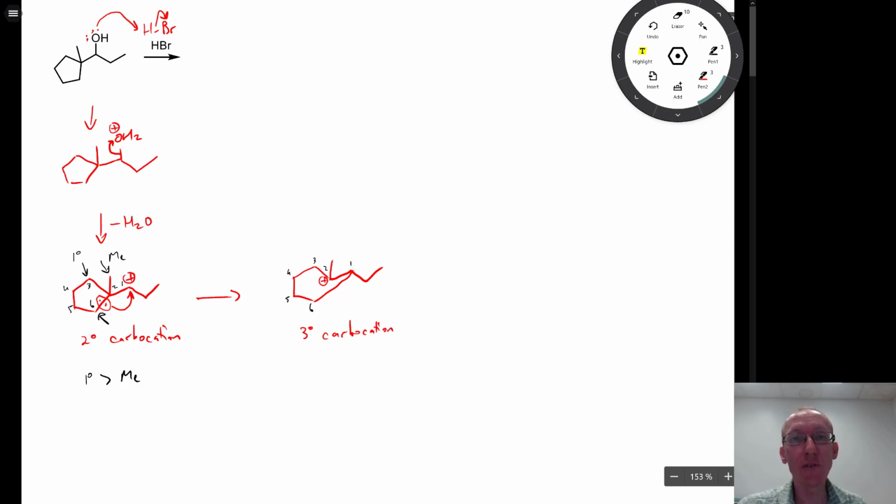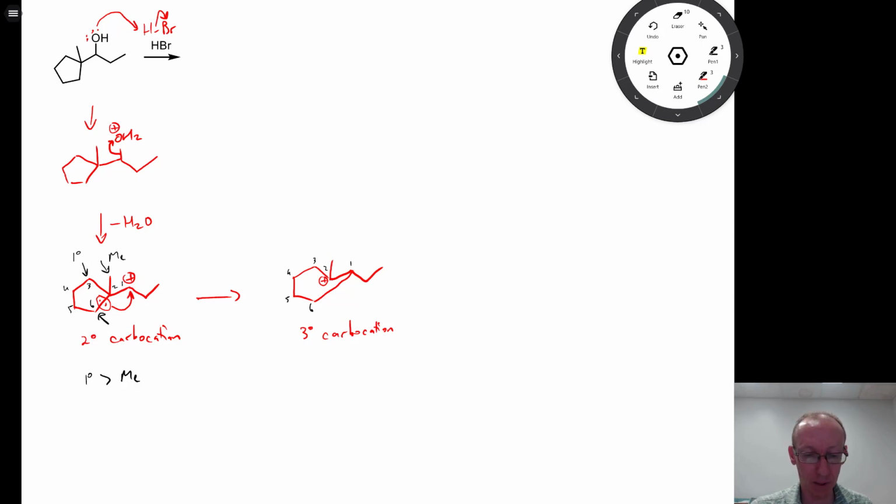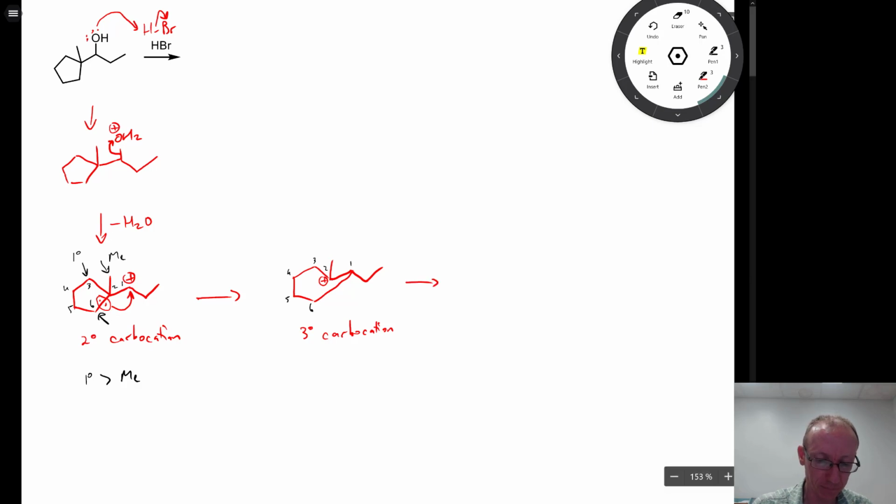Okay, so we want to redraw this in a much more aesthetically pleasing format. And so what we have to do is recognize that we have now a 6-membered ring. And we normally draw 6-membered rings as hexagons. So we just want to start with drawing a hexagon.